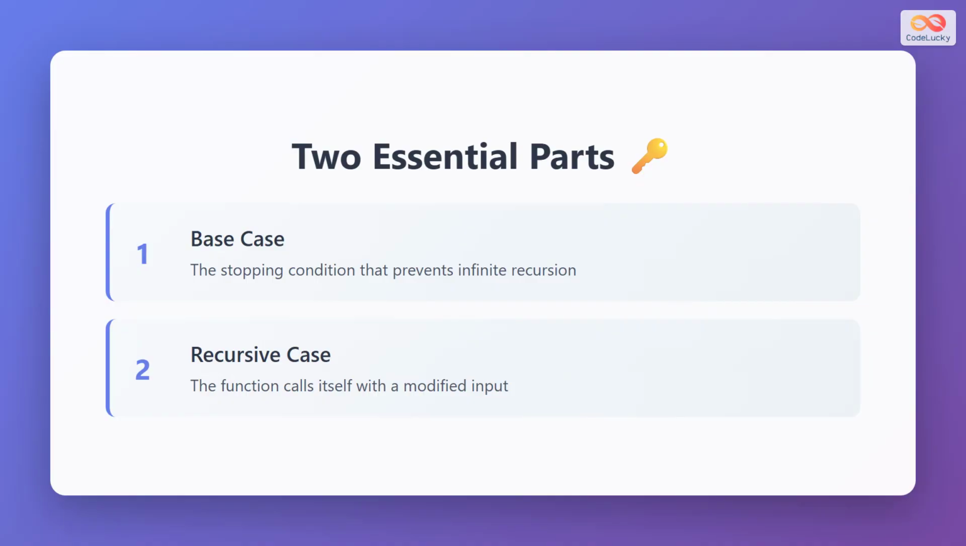Every recursive function must have two essential parts. First, the base case. This is the stopping condition that prevents the function from calling itself forever. Without a base case, your function would run infinitely and crash. Second, the recursive case. This is where the function actually calls itself, but with a modified input that moves closer to the base case.